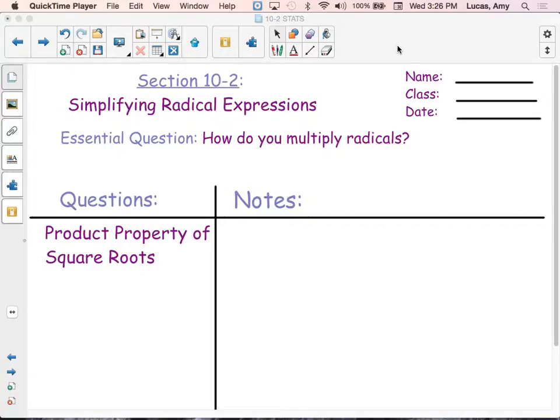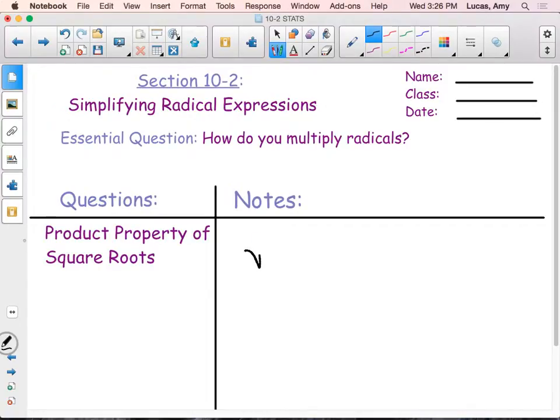Section 10.2, Simplifying Radical Expressions. Our essential question says, how do you multiply radicals? So our vocab word says product property of square roots. So the product property of square roots says that the square root of a times the square root of b equals the square root of a times b.